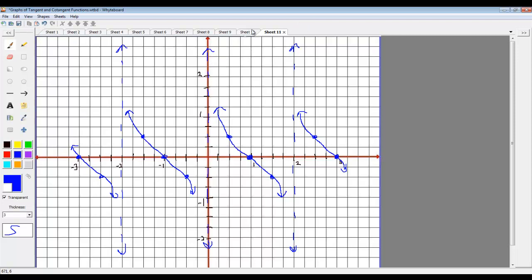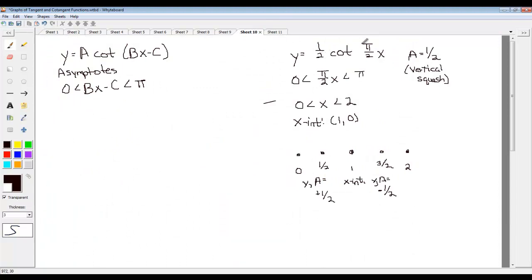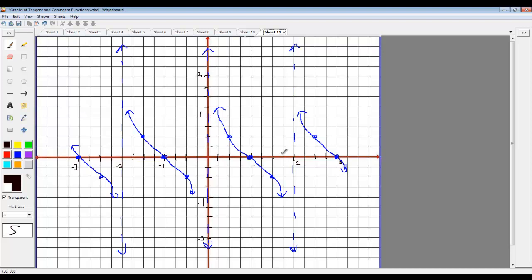And there you go. So you had the vertical squash. It's like it's being squashed down. But then you also have this right here, which causes the horizontal stretching, shrinking kind of action. Normally cotan would be only pi wide, but now it's only 2 wide. So in this case it ends up being a horizontal shrink, because instead of the asymptote being over here at pi at 3.14, it's at 2.